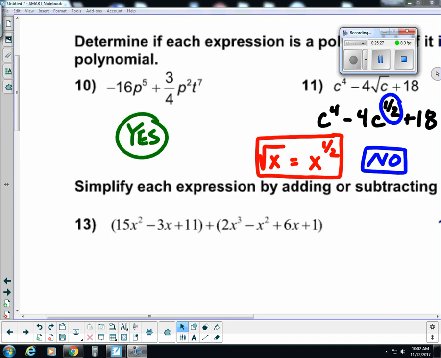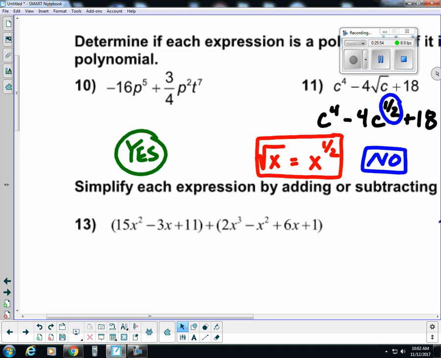Okay, the last thing I want to go back to, and my apologies for doing this out of order, is up here with number 10, 11, and 12, so go back up to the top of your paper. It asks us not only to determine if each expression is a polynomial, but if it is, state the degree of the polynomial. So 11 and 12 are not polynomials, so there's no degree to them. So the only one we have to worry about in that respect is number 10. So in number 10, what's the degree of this polynomial?